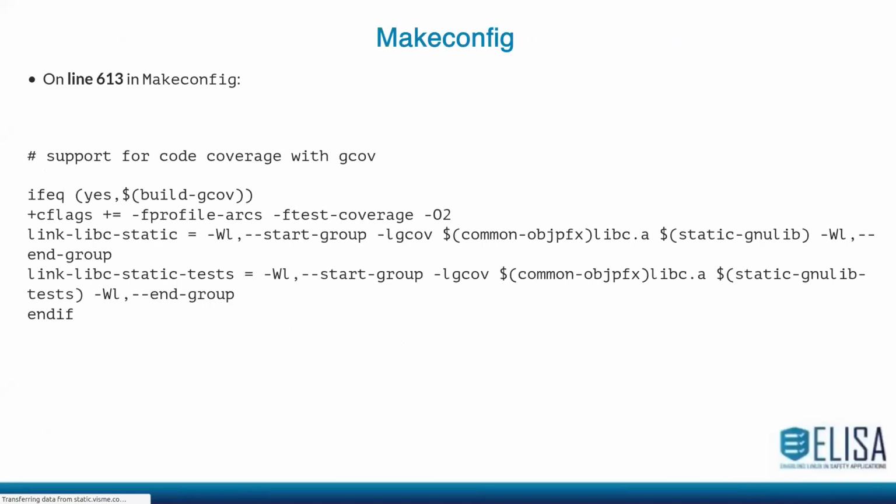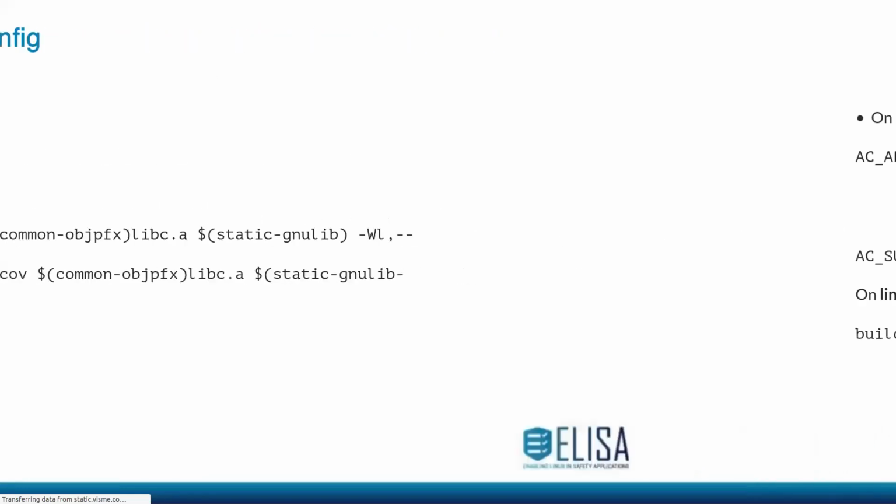So just going through quickly over what changes we made. In make config, we linked the lgcov, and we linked two libraries. We linked libgcc and libgcov.a, and we made it as a conditional statement. That is, if the build gcov parameter is yes, if it's given as a configure option, only then these options should be linked.